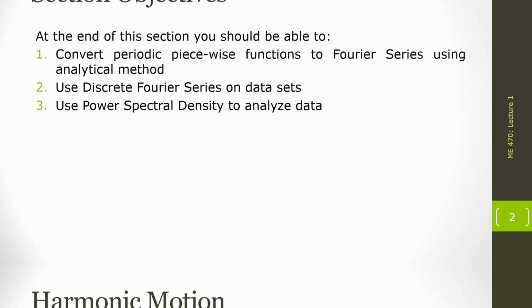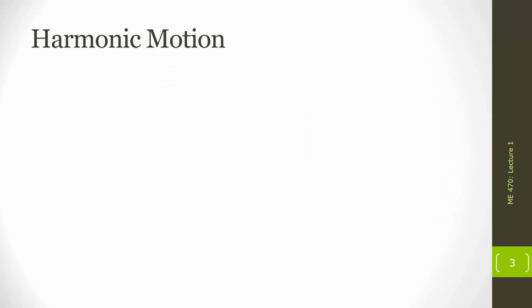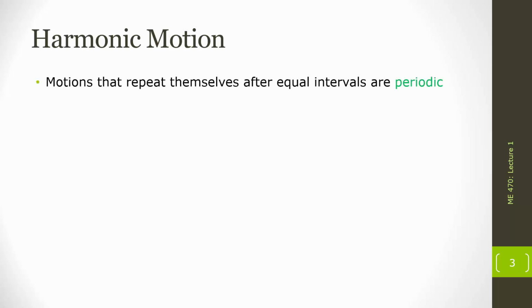So let's go with a little bit of definition of what we are going to be talking about in this section and really throughout the course. We're studying harmonic motion for right now. Motions that repeat themselves, or signals generally that repeat themselves after equal intervals, we are going to be referring to as periodic. So if it's kind of a copy and paste, one after another, that's just generally a periodic motion.